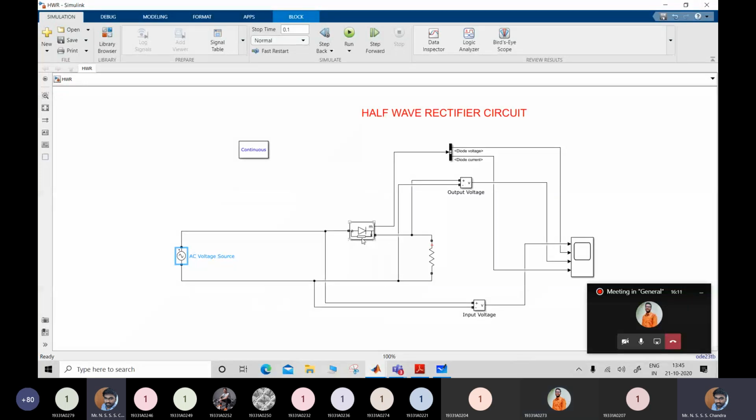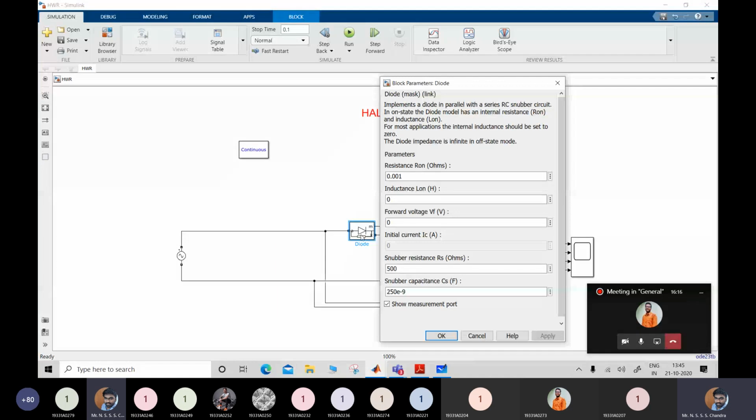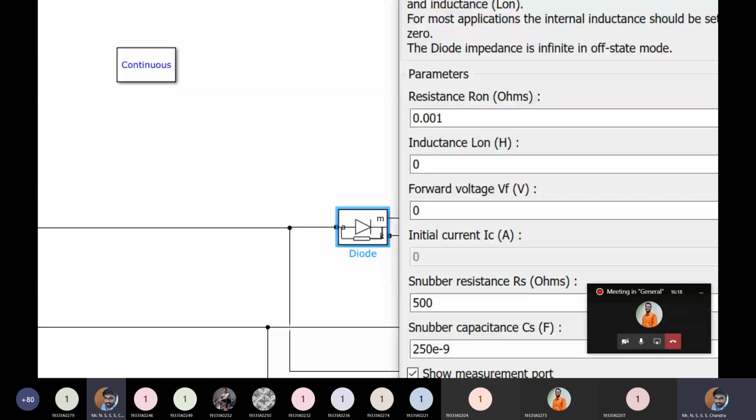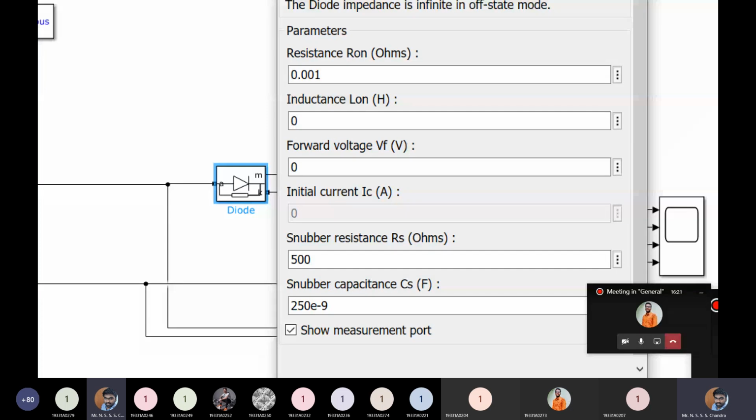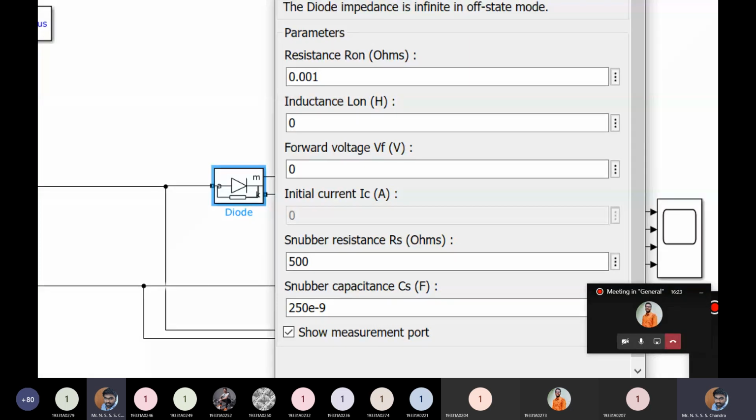And then I have a diode. If I open this diode, you can see that I have taken a very low on resistance. And I have considered the forward voltage VF as 0. VF as 0 means that I do not have any drop across the diode, as if I'm taking it as an ideal switch. An ideal switch means a short circuit switch where I do not have any voltage drop across the element, so there is no voltage drop across the diode in forward bias.